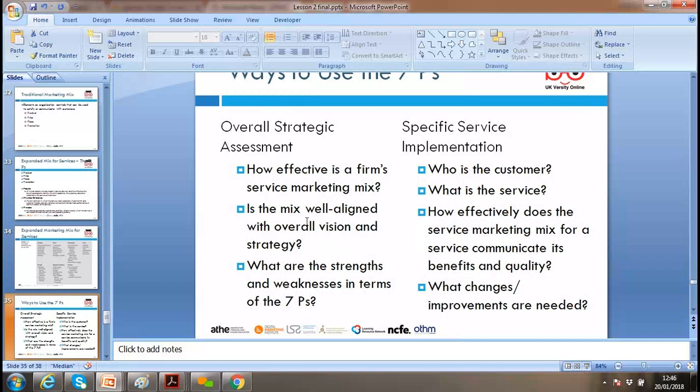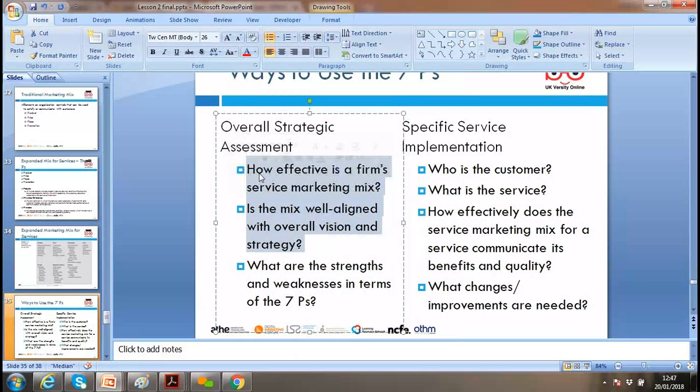So, overall strategic assessment: how effective is the firm's service marketing mix? We need to look from a long-term perspective. Is the mix well aligned with the overall vision and strategies of the organization? As we discussed in one lesson, the mission statement of Tesco: we want to be a lifetime loyalty of the customer. We want to keep the customer loyal and exceed their expectation. So if we really want to, then of course we need to look around.